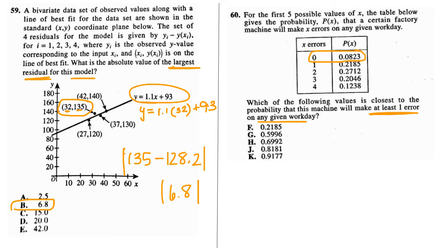If we add up all of our probabilities, that always equals 1. So really to find this is the total amount minus the one case that cannot happen here, which is the probability of no errors. So 1 minus 0.0823. And when you subtract that, that's going to give you answer choice K.